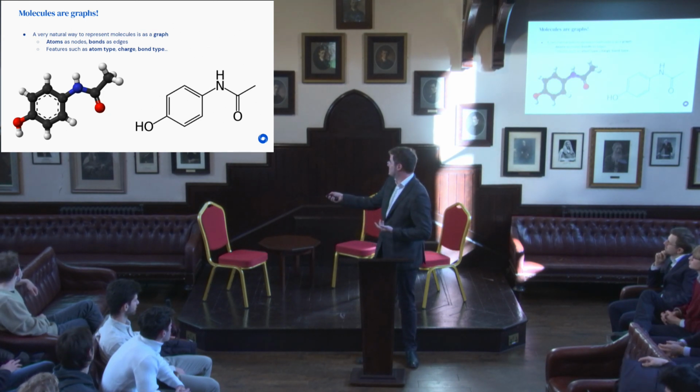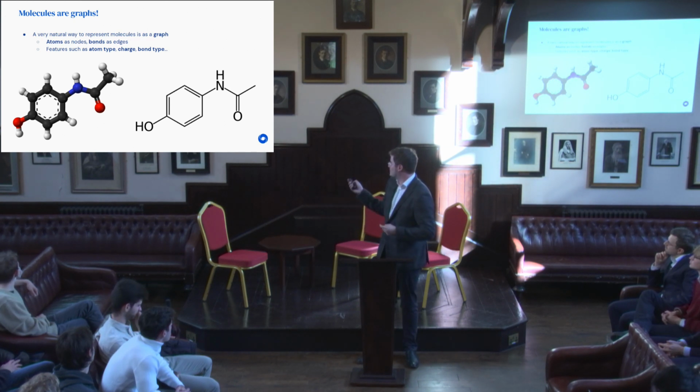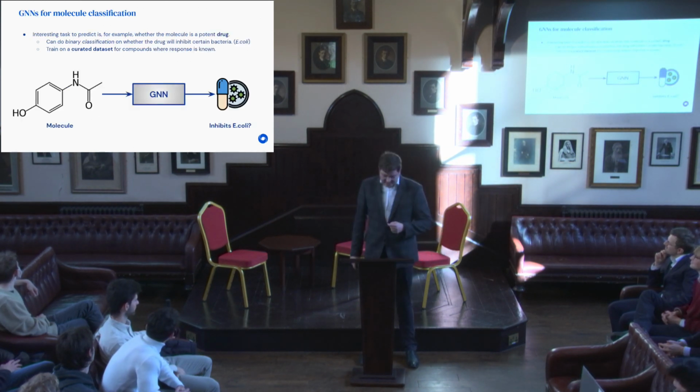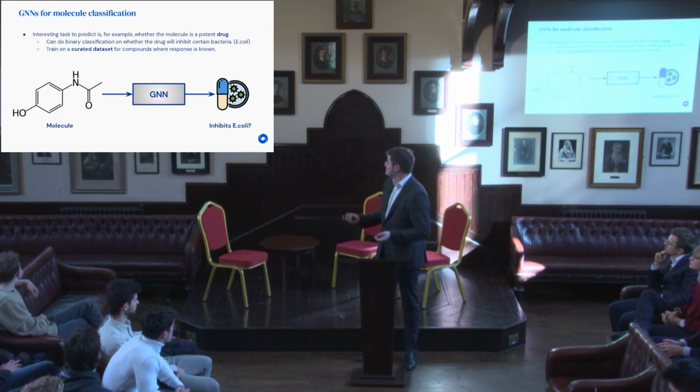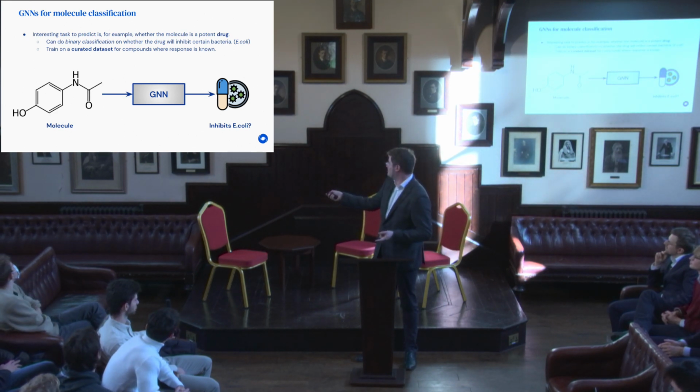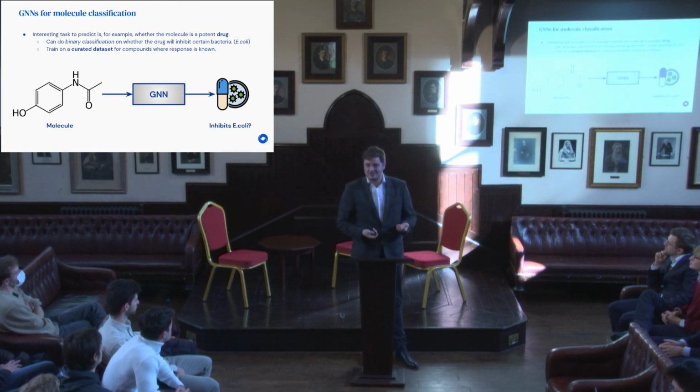So here I have, for example, I think this is the molecule of paracetamol. I hope I'm not wrong. Now, as I mentioned, one of the principal tasks we can do once we have a graph structured input like this is graph classification, right? So we can take this graph corresponding to a molecule, pipe it through a GNN, and then predict some interesting property about the molecule.